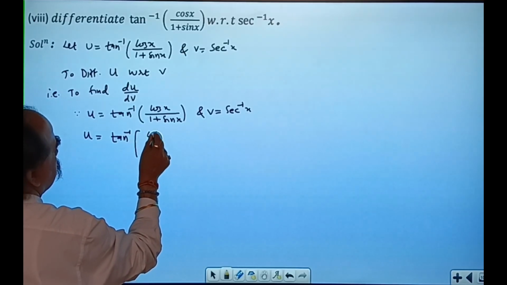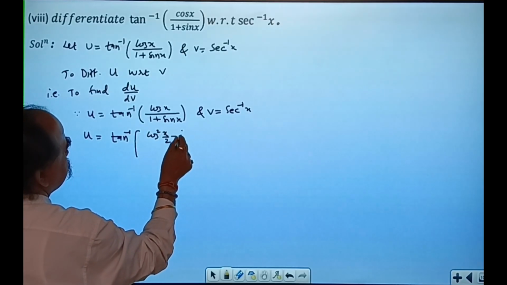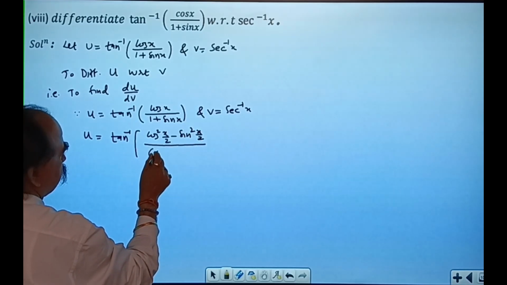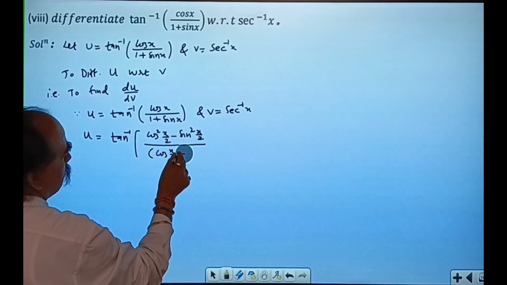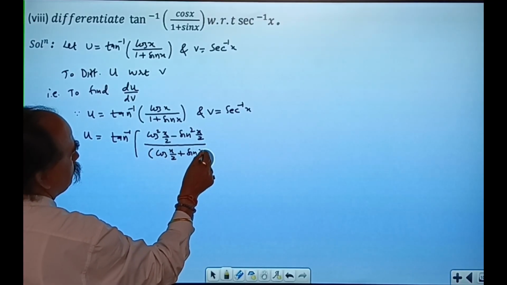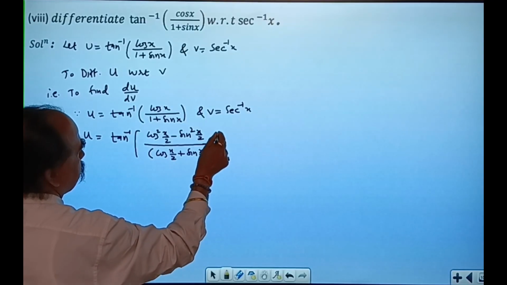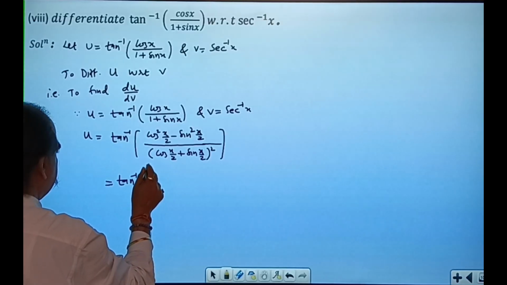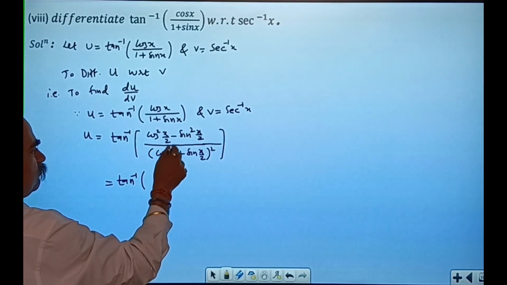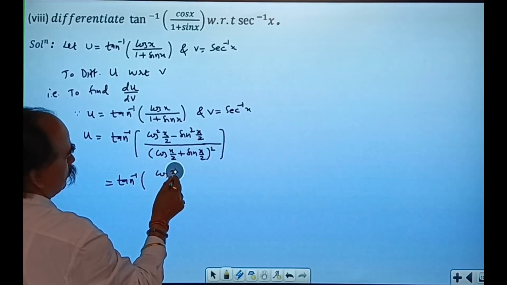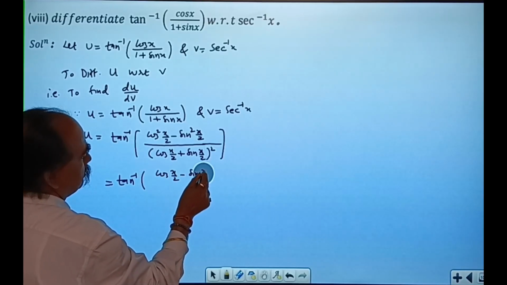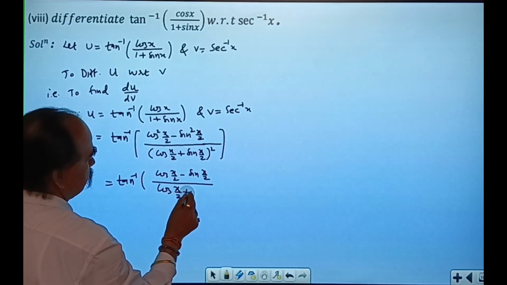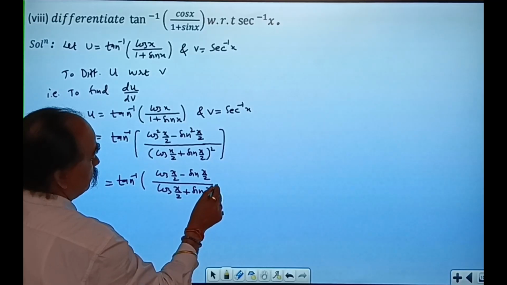Cos x is what? Cos square x by 2 minus, and 1 plus sin x is what? Cos x by 2 plus sin x by 2, the whole square. Tan inverse factors cos x by 2 minus sin x by 2. 1 will get cancelled. So cos x by 2 minus sin x by 2 upon cos x by 2 plus sin x by 2.